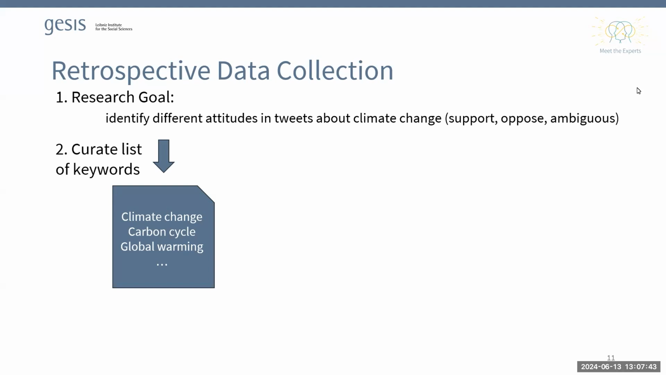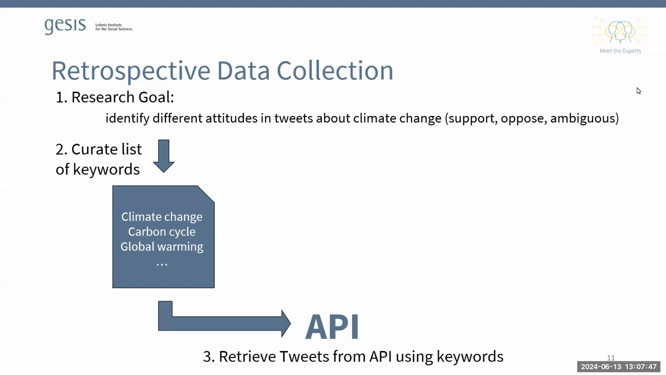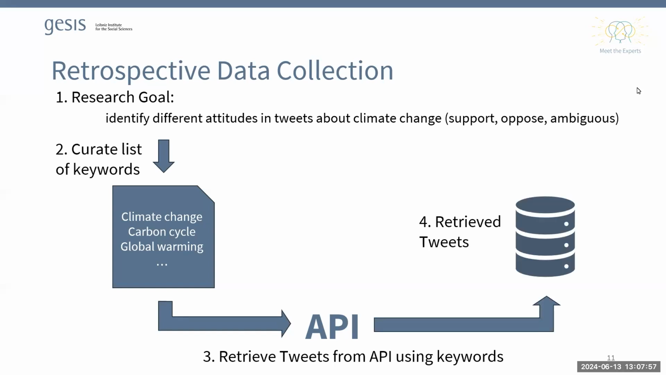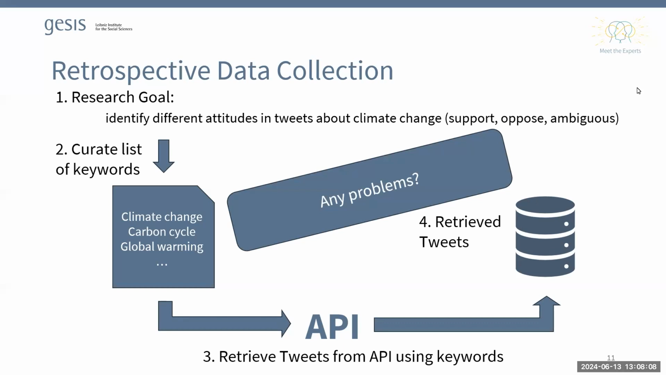And then you go to these platforms like Facebook, Twitter, Instagram, Amazon, and they might provide some APIs, so some computational way to actually retrieve data from these platforms. And you then end up with a collection of retrieved tweets. So it sometimes works well, but the question is, why do we need some proactive preservation of data? Why is it not sufficient to just retrospectively collect data?